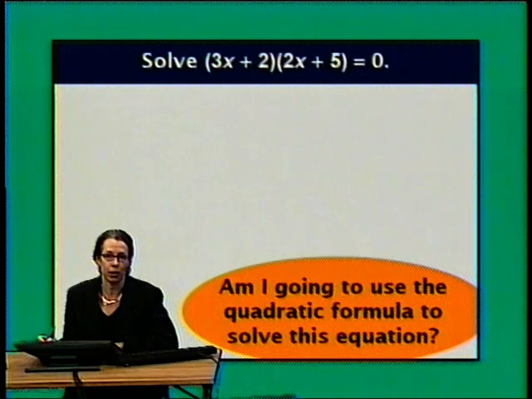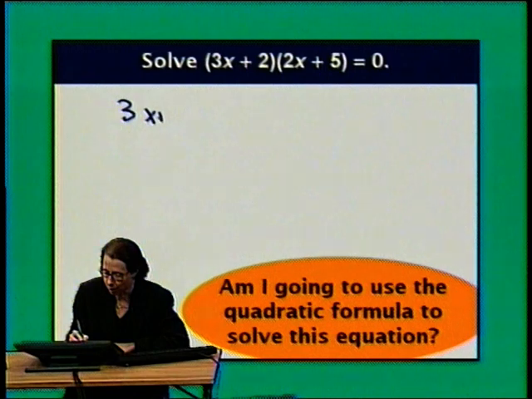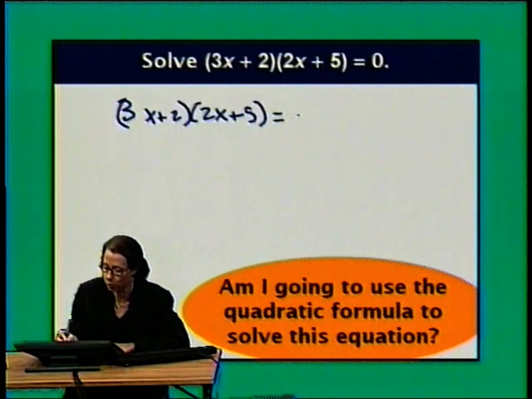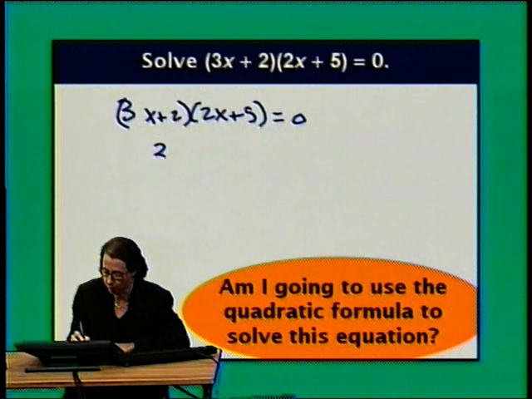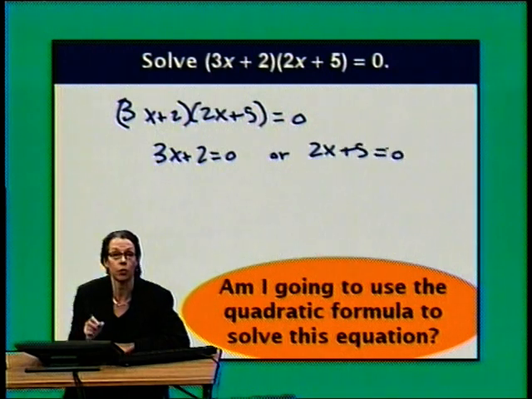Here's a similar equation, except now the right-hand side is 0. Am I going to use the quadratic formula to solve this equation? I don't think so. It would be a lot more work than I need to do. I can apply the zero product principle directly. So here's my equation: 3x plus 2 times 2x plus 5 equals 0. This tells me that 3x plus 2 equals 0, or 2x plus 5 equals 0.